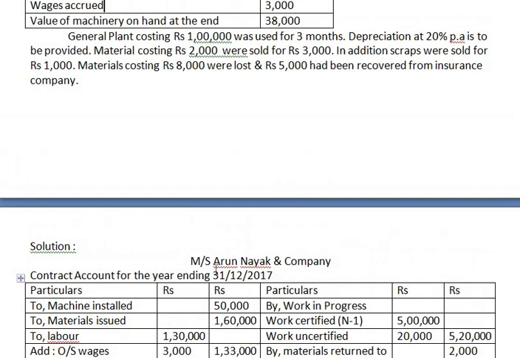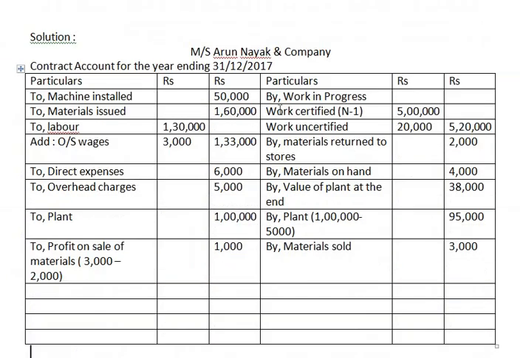Okay, now again go through the problem. In addition, scraps were sold for rupees 1,000. So scrap sold 1,000. Again we are going to show it on the credit side by scrap sold. They have sold it for what price? 1,000 rupees.